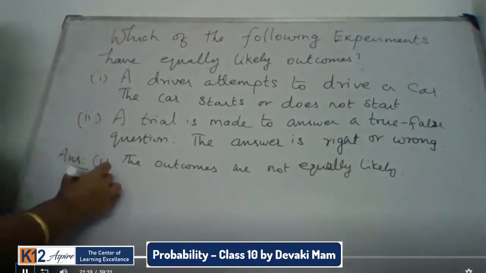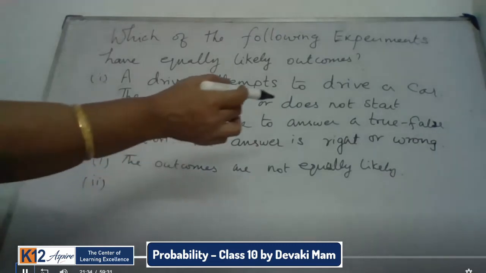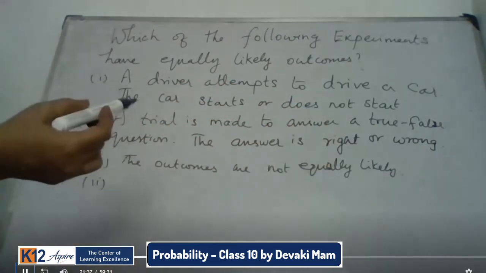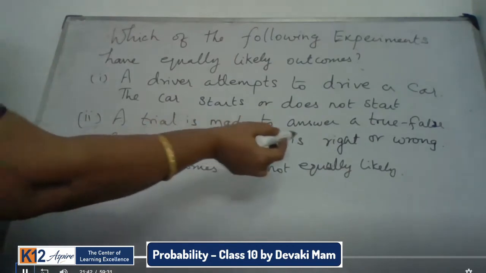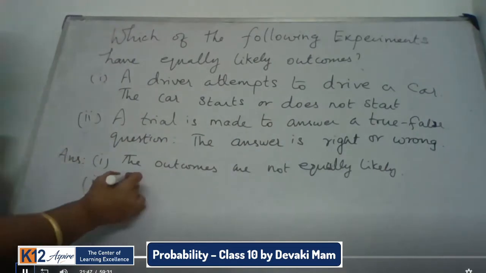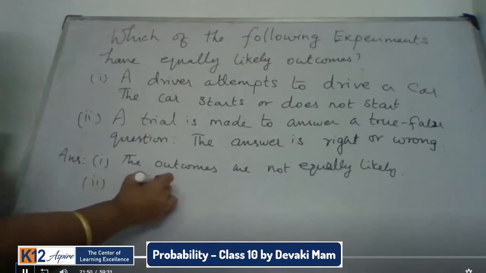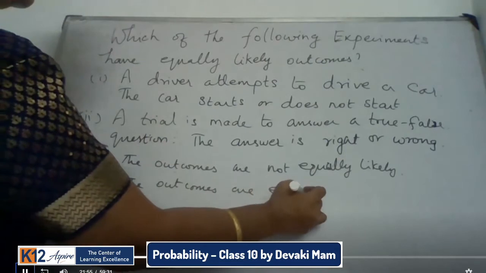The second one: a trial is made to answer a true or false question. The answer is right or wrong. What is the probability we need to find out here? It is known that the answer is to be either right or wrong, so it is clearly given here. The outcomes right or wrong are equally likely to occur. So the answer for this second question is the outcomes are equally likely.